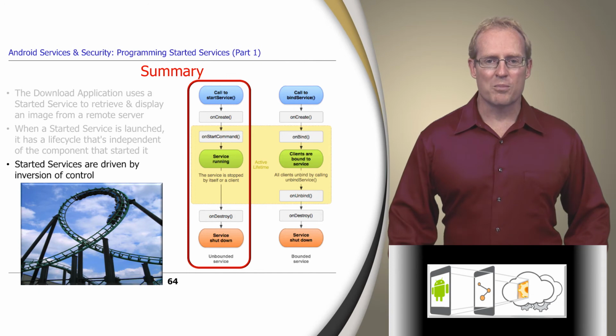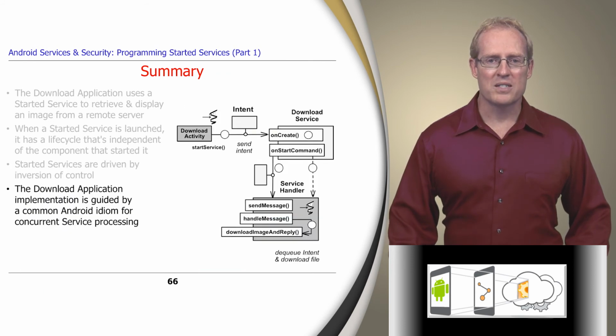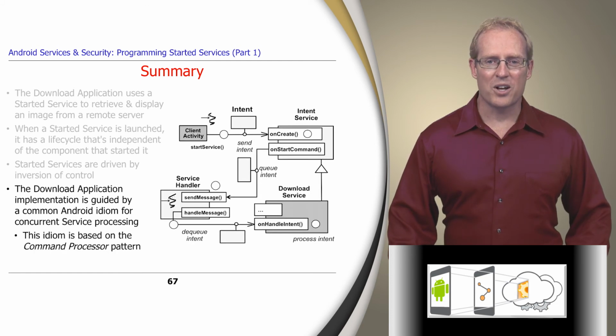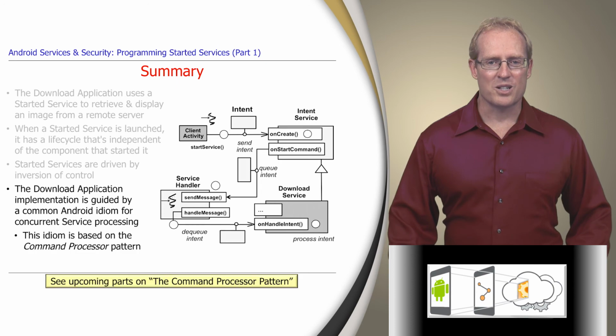Started services are driven by inversion of control from Android's Activity Manager service, which dispatches service lifecycle hook methods such as onCreate, onStartCommand, and onDestroy in response to various events generated by applications and the Android infrastructure. The next part of this video shows how these hook methods can be implemented by applying a common Android idiom for concurrent service processing, which is based on the command processor pattern discussed later in this MOOC.